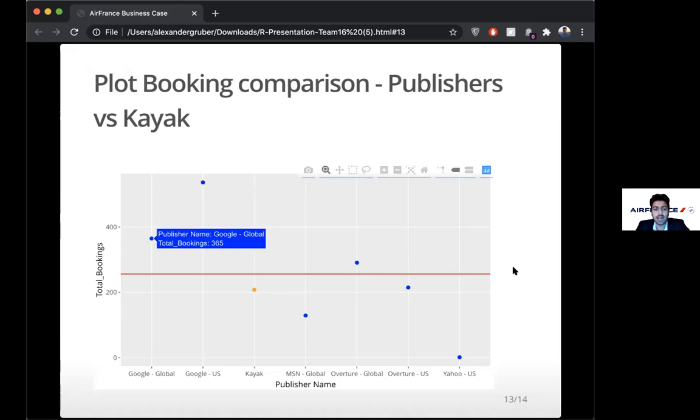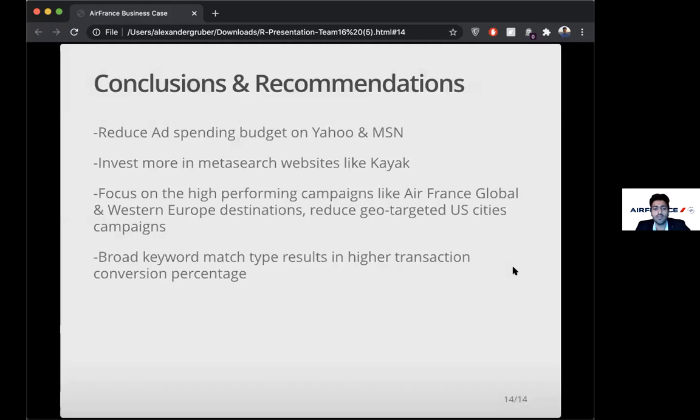After looking at these analyses, my team and I would recommend AirFrance to not go for a uniform strategy, but have different strategies for each publisher. According to the analysis, we would reduce the ad spend budget from Yahoo and MSN, and as we saw, the probability of booking and efficiency of these publishers were extremely low compared to others.